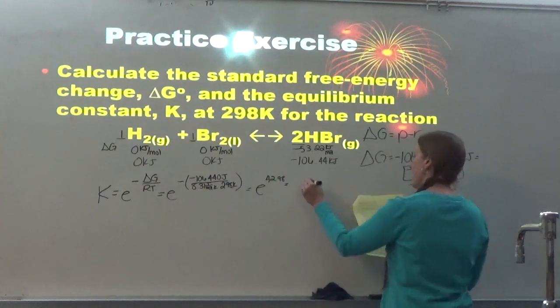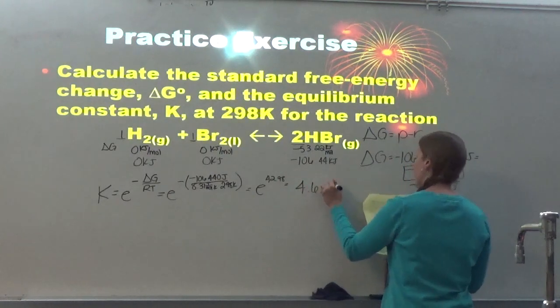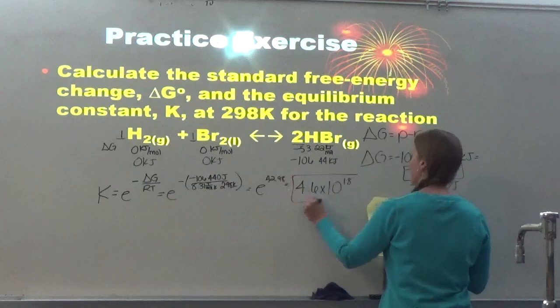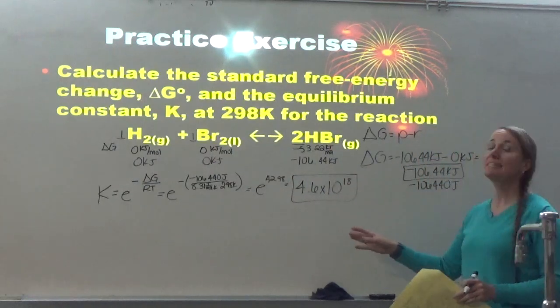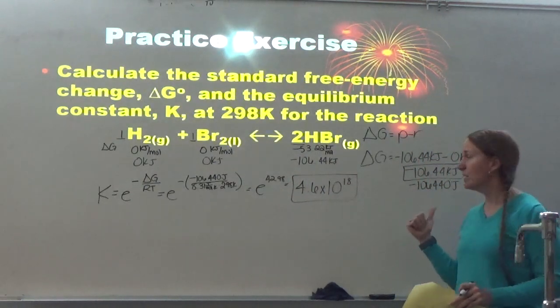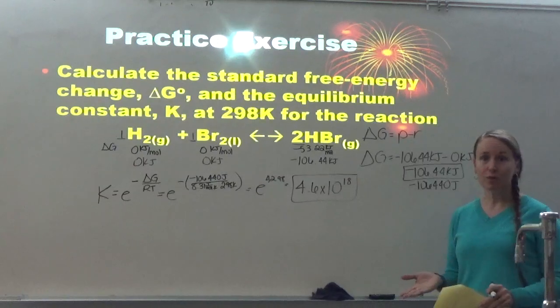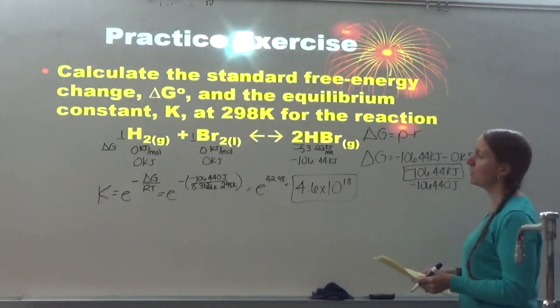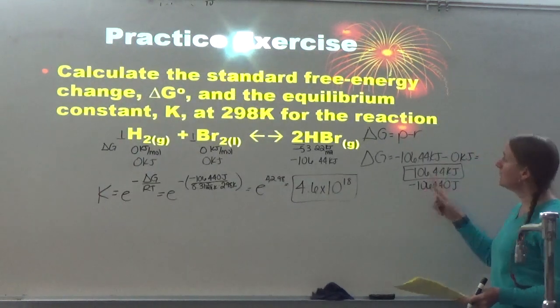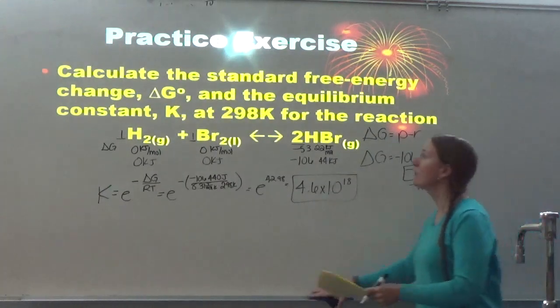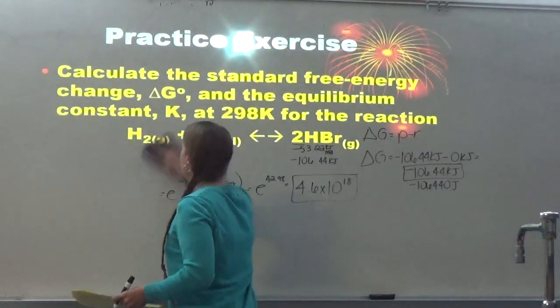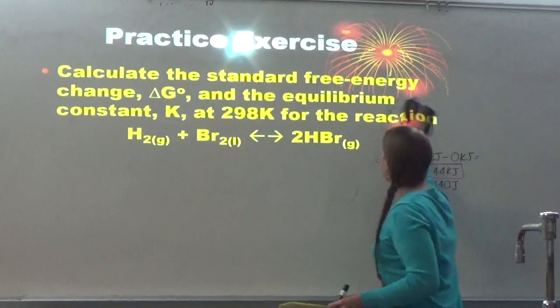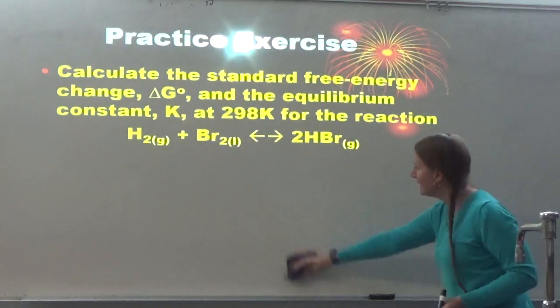And so once I did that, I ended up getting 4.6 times 10 to the 18. So this reaction definitely wants to go to completion, because look how large this K value is. That means it highly favors the products, which makes sense because we got a nice negative delta G. So hopefully you got that one right. Like I said, I just pulled those delta G numbers from Appendix C.